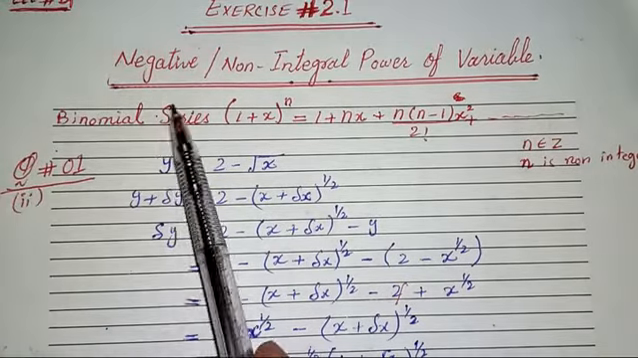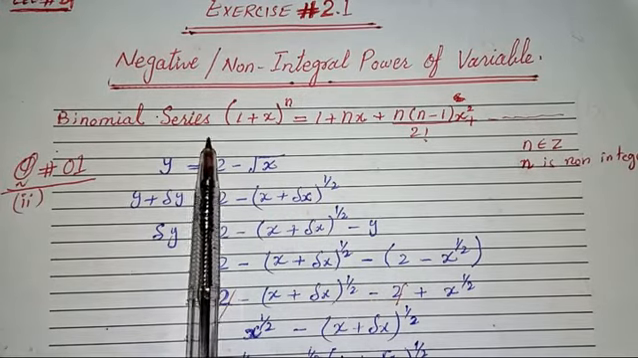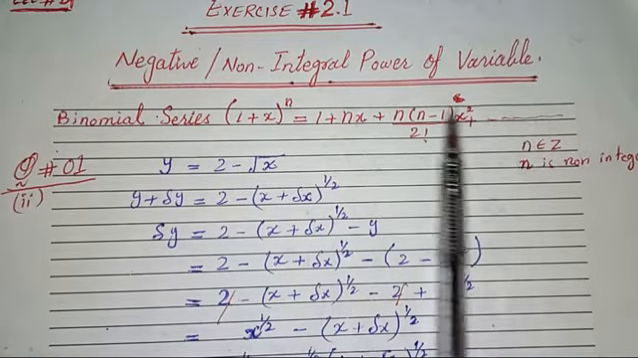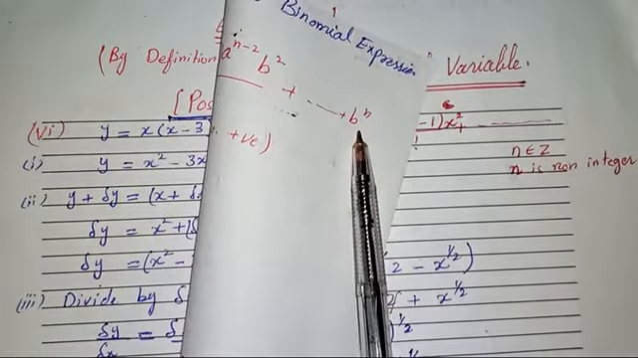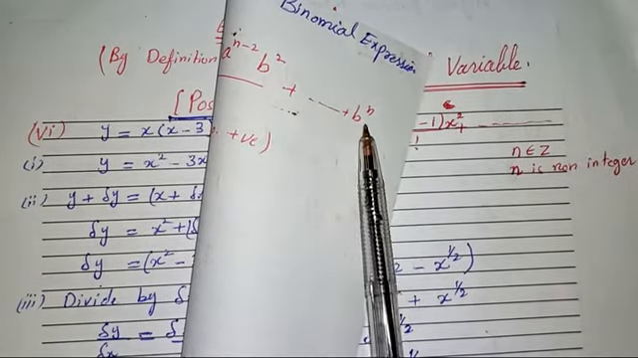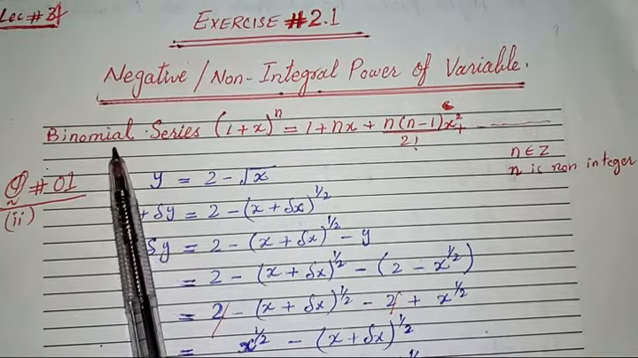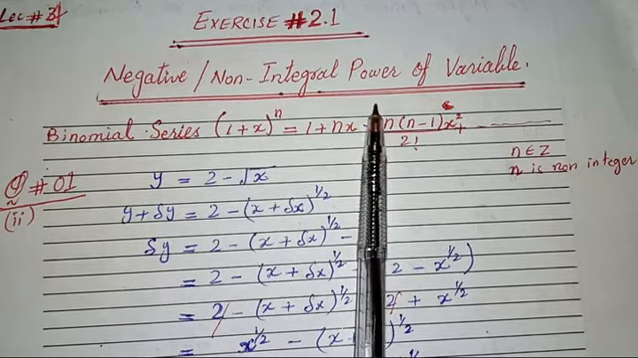But to handle negative or non-integral power of variable, we will use binomial series. Binomial series is unlimited, while binomial expression, which you learned in the last lecture, is bounded at the end, a plus b raised to power n. This one is unlimited, not bounded, and we will use this series for negative or non-integral power of variable.